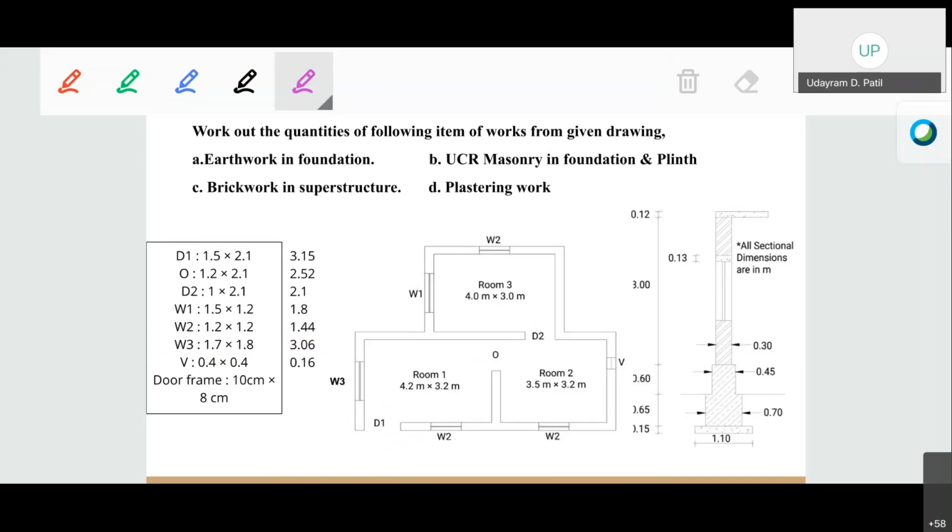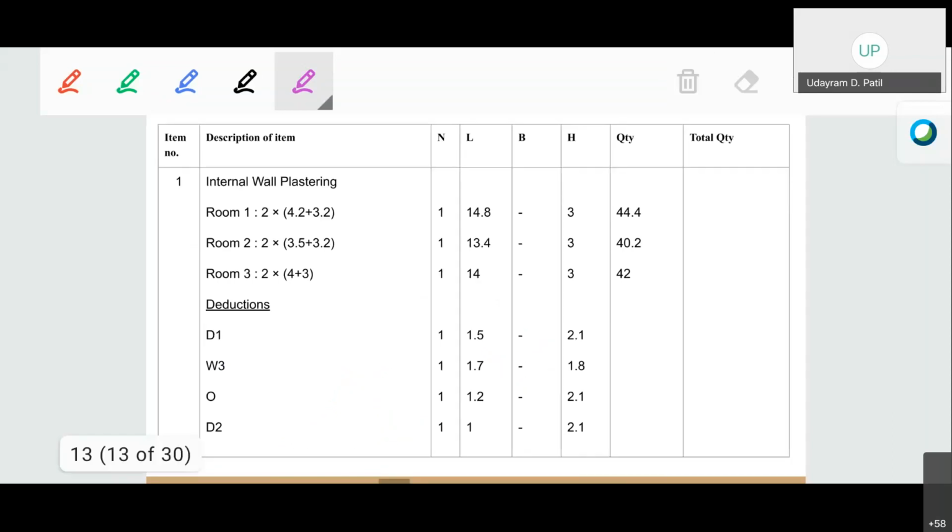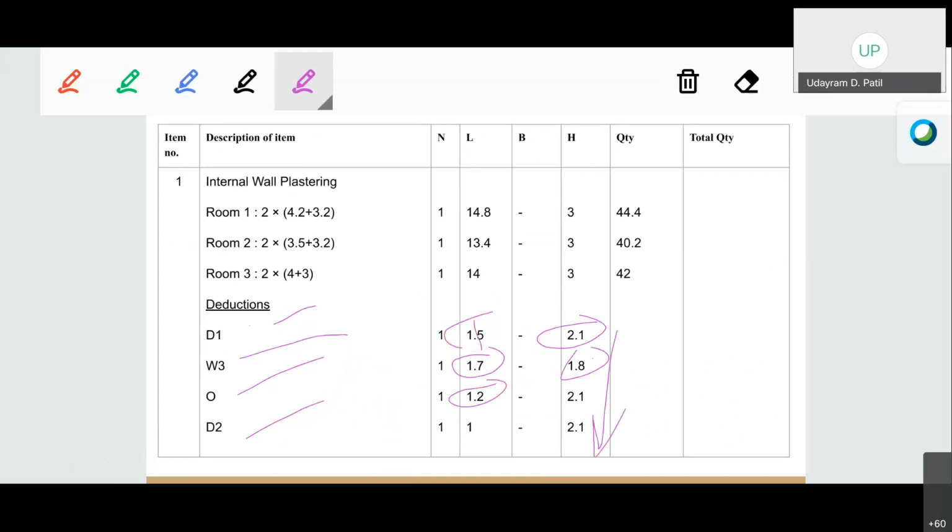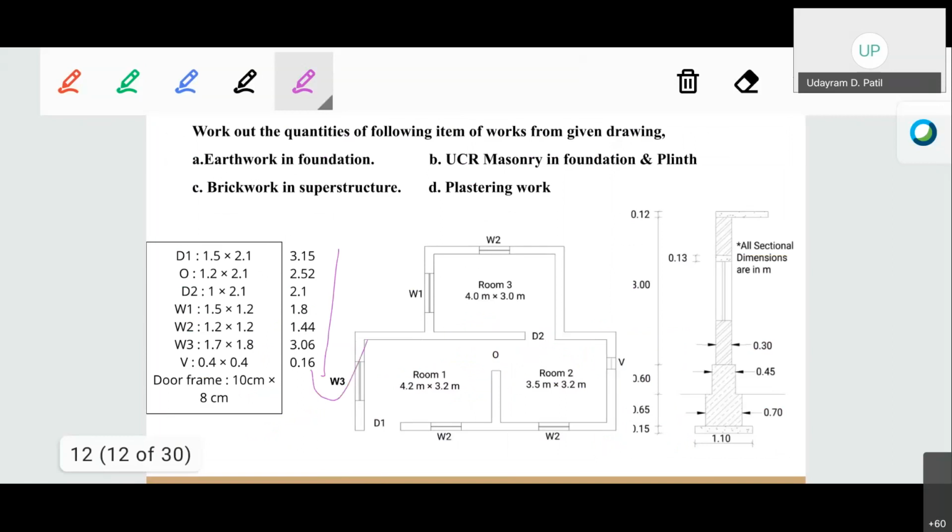So the deduction for the internal plastering will be the opening, D2, D1 and W3. Normally D1 and D2 we would take only in external, but in this particular case the area is greater than 3 meter square. Therefore we are deducting from the internal plastering as well as the external plastering. The deduction will be length multiplied by height, again 1.5 multiplied by 2.1, 1.7 multiplied by 1.8, 1.2, which are the calculations we have already done. Whatever area we calculated will be the area here.